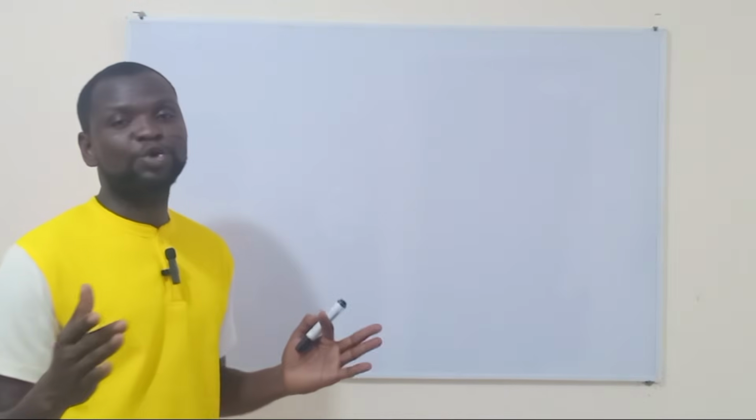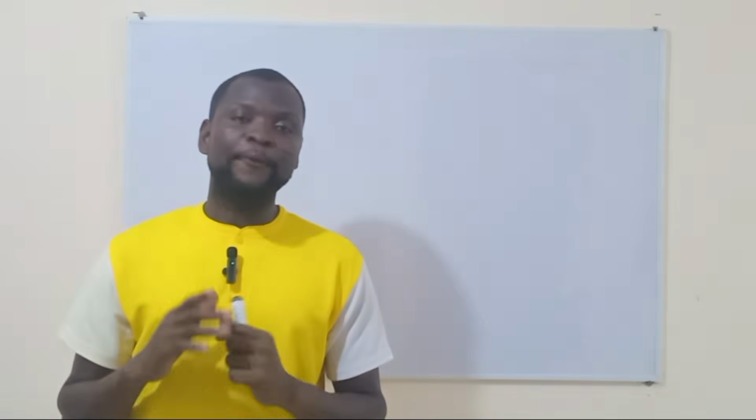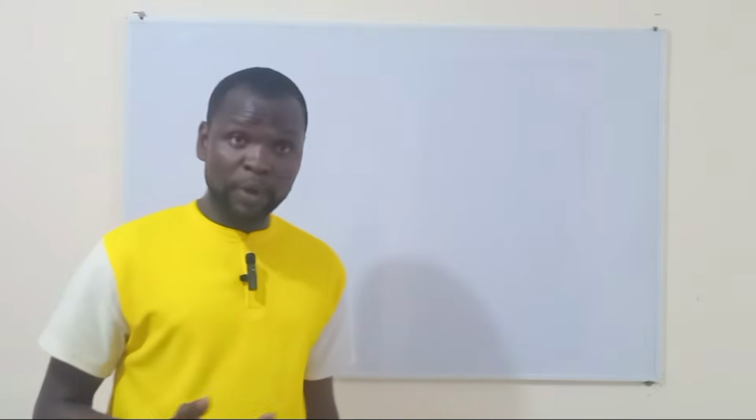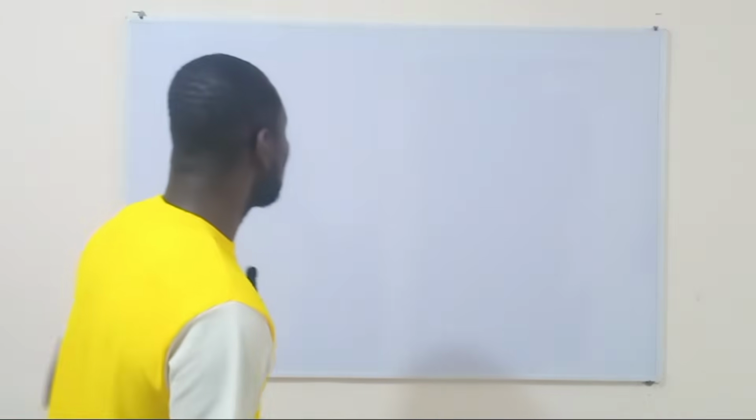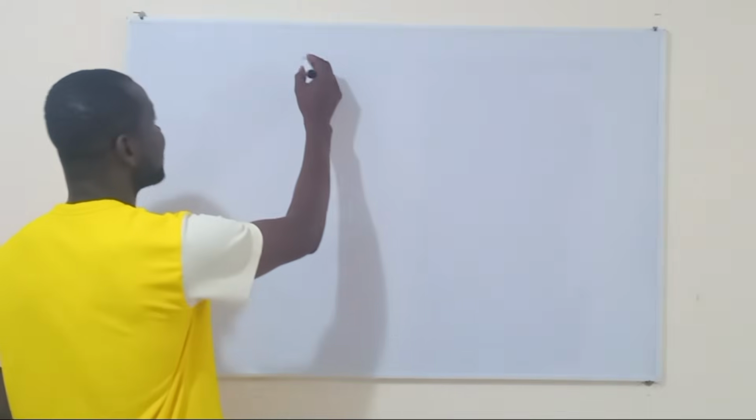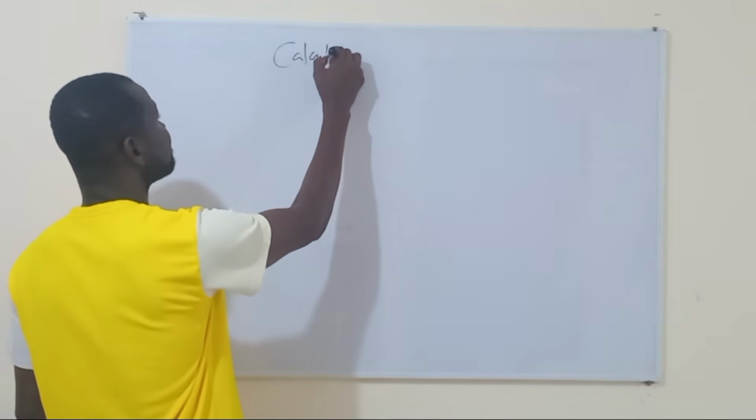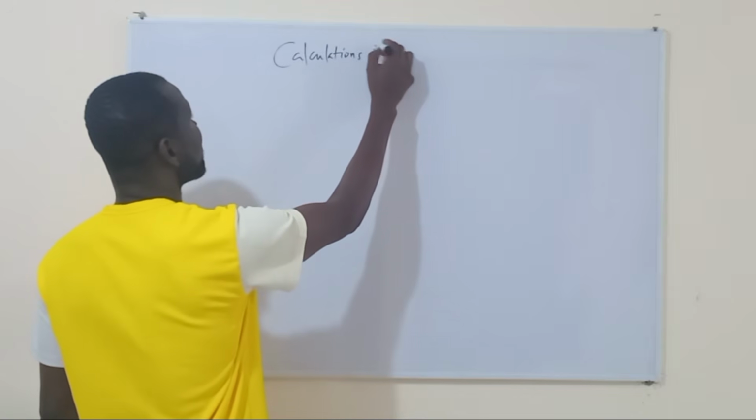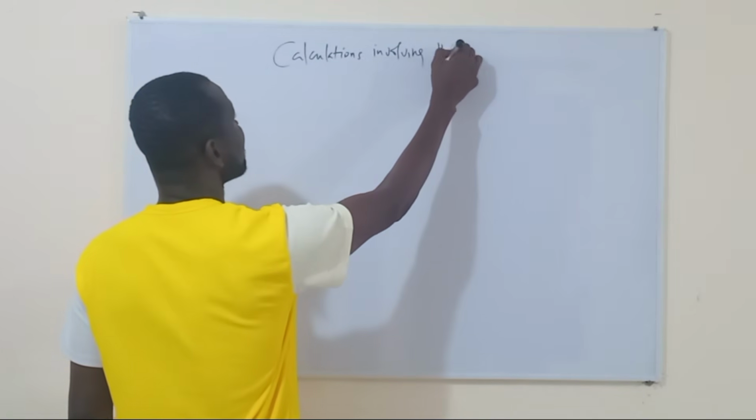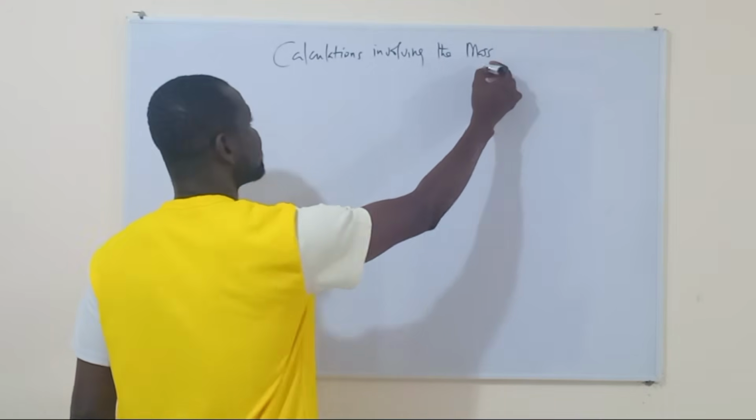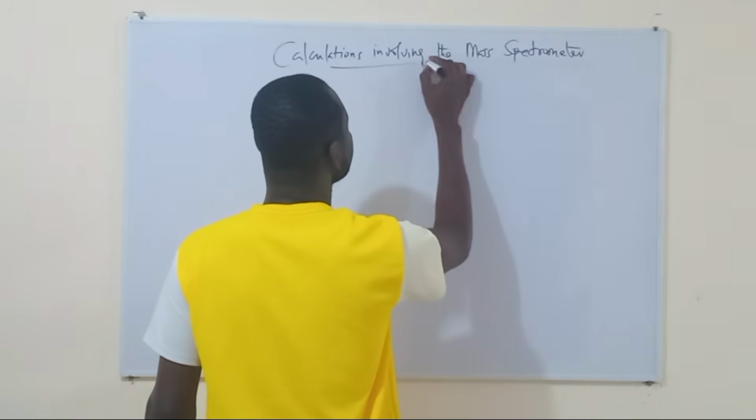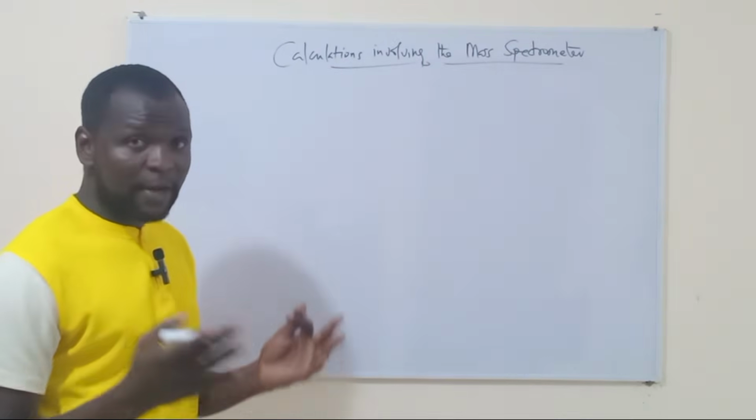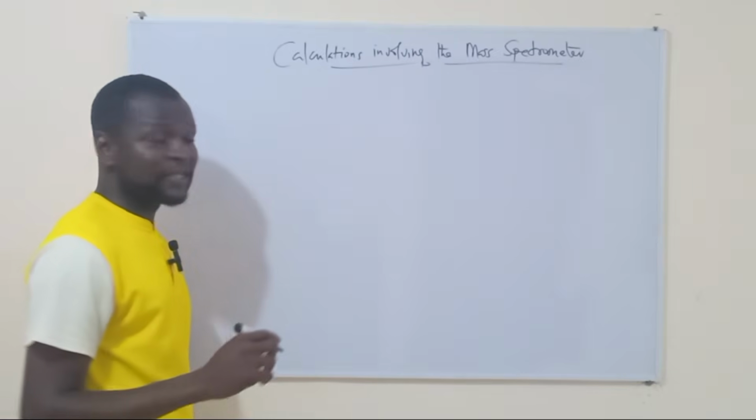So let's get into today's lesson. We want to look at how to calculate the relative atomic mass or the relative molecular masses of samples. How do we do that? It's simple. Calculations involving the mass spectrometer. To do calculations involving the mass spectrometer, we need to use this formula.